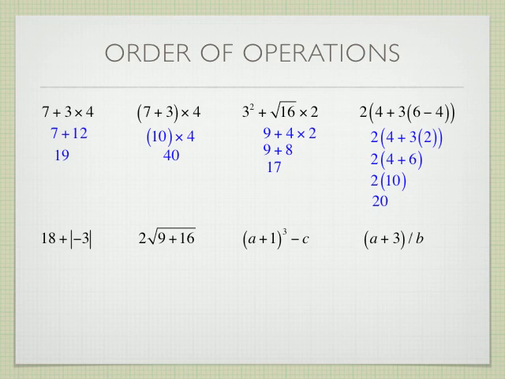18 plus absolute value of negative 3. Absolute value of a number can never be negative, so that becomes a positive 3, and we get 21.